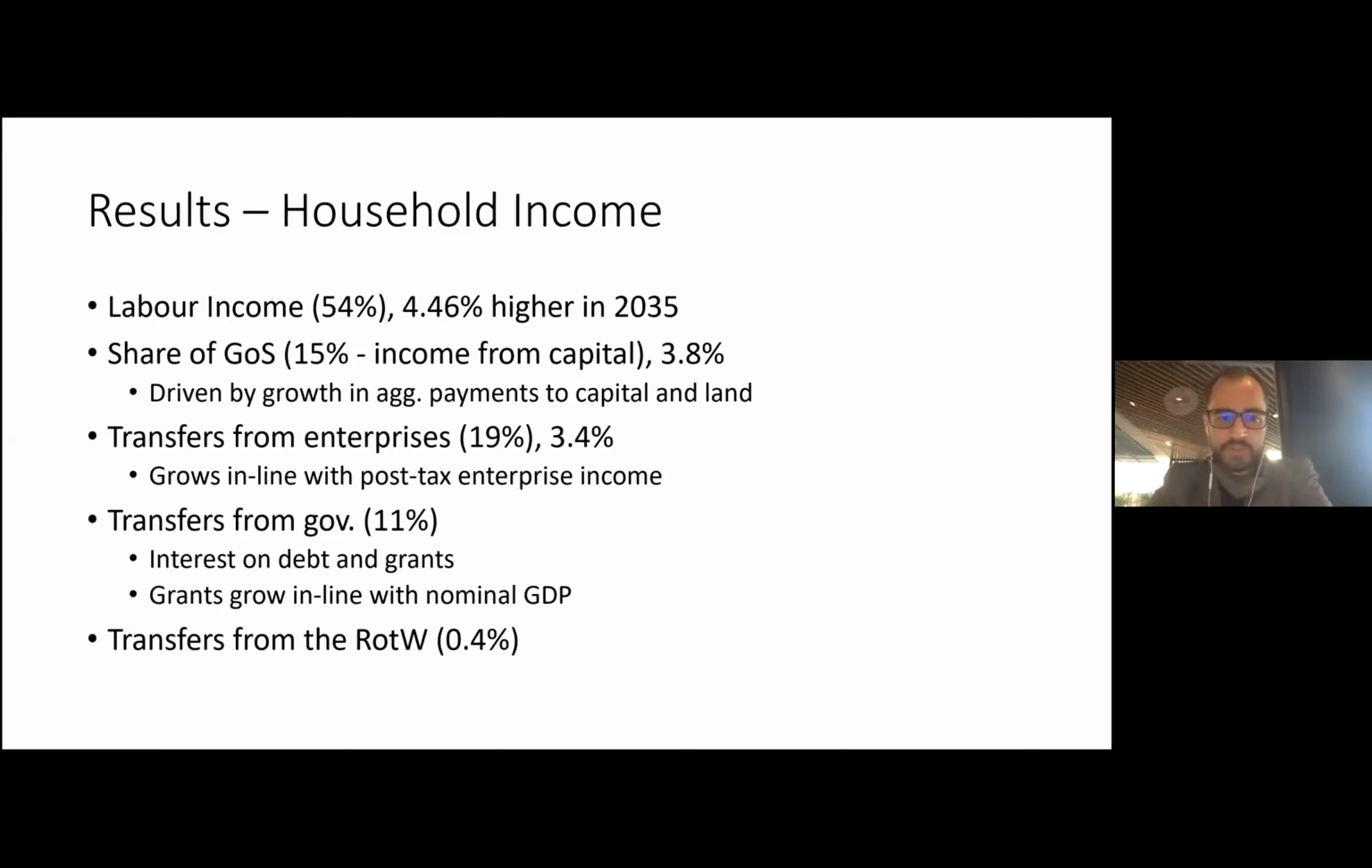So labor income, just briefly here, grew by 4.5%. Gross operating surplus, the assumption here, it's driven by growth in aggregate payments to capital and land. So because we saw this increase in capital, of course, we would naturally see an increase here in gross operating surplus as well. Transfers from enterprises grows in line with post-tax enterprise income. So we also have a function that determines enterprise income and spending. And then transfers from government.